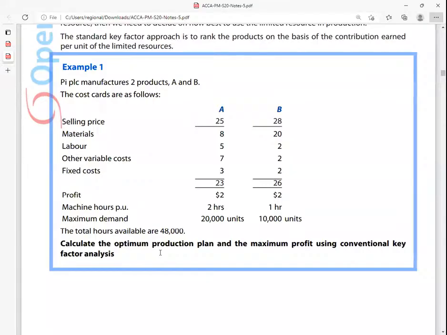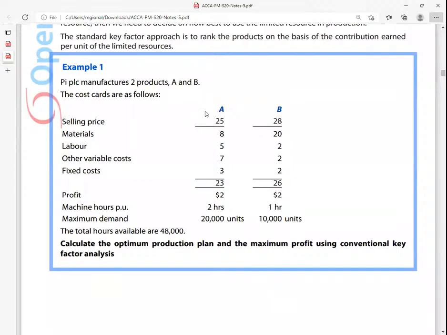So in this question, if I'm the one doing this question, I would want to get very fast the variable cost per unit. Is there anybody who is able to give me the variable cost per unit? Very fast. Please give me the variable cost per unit.